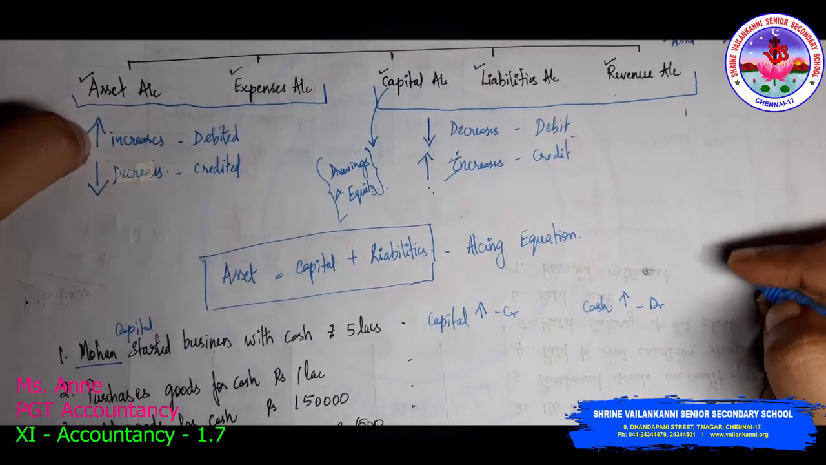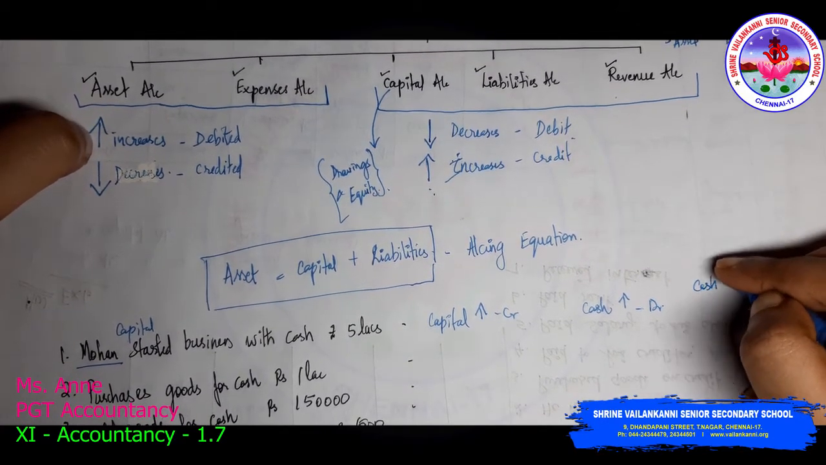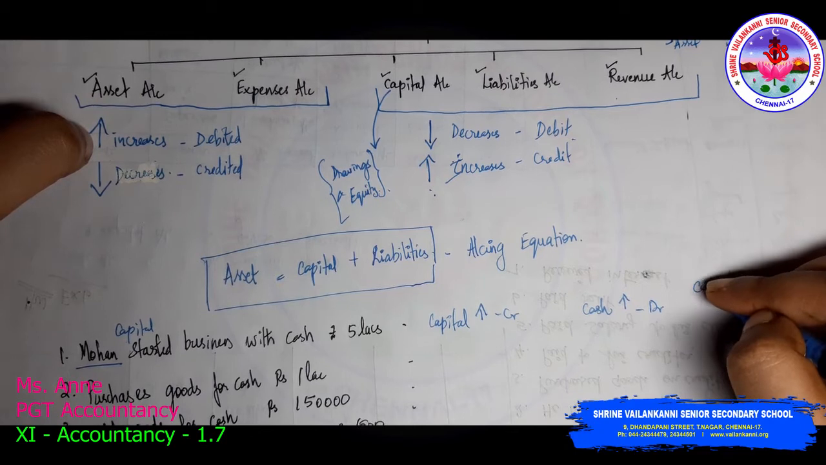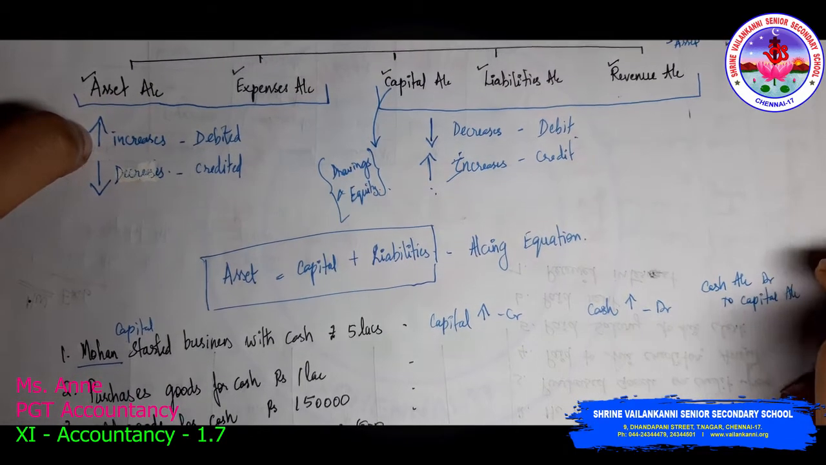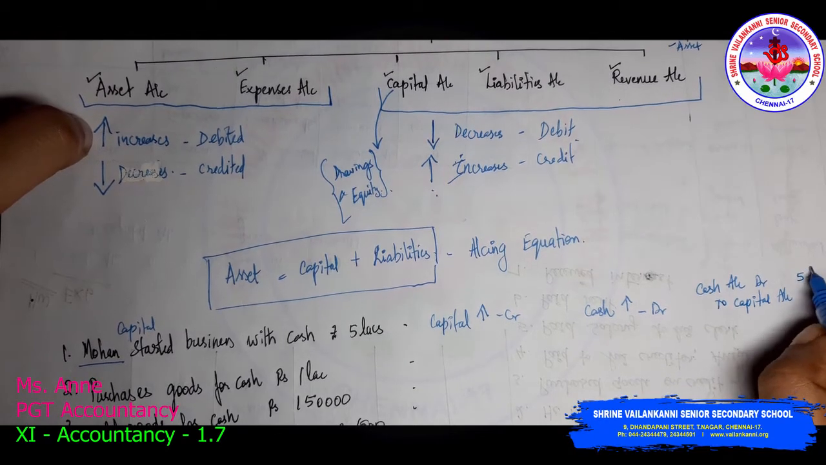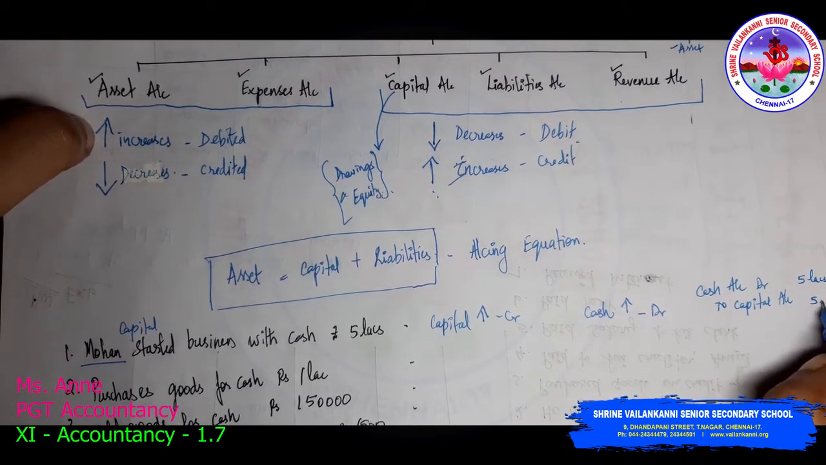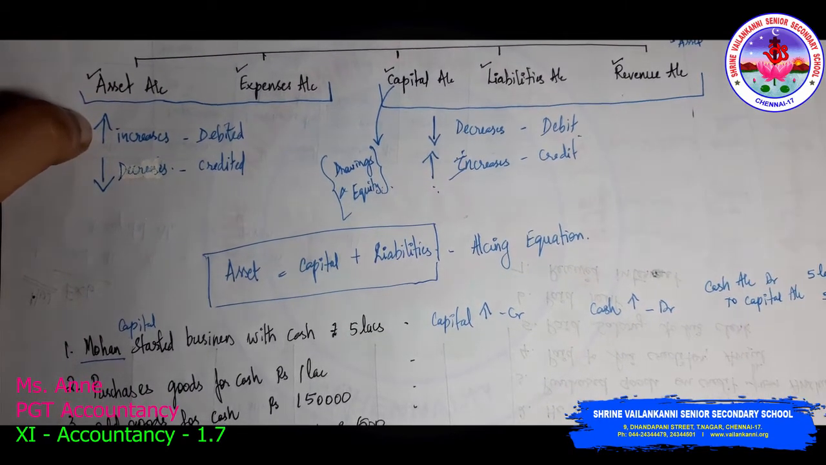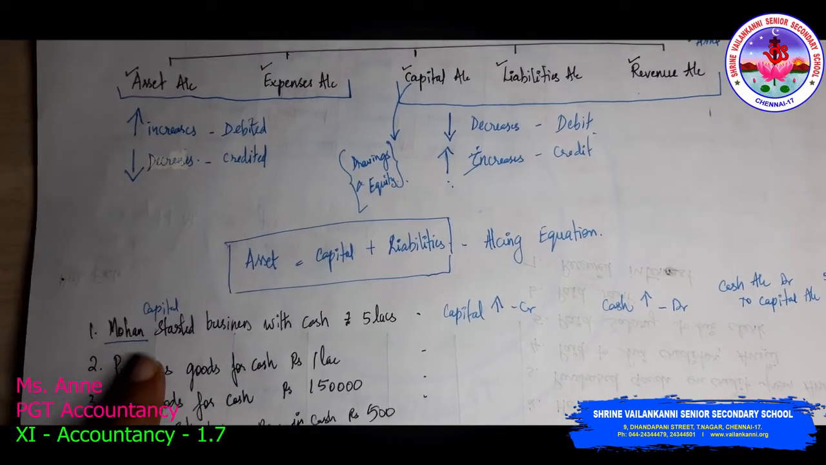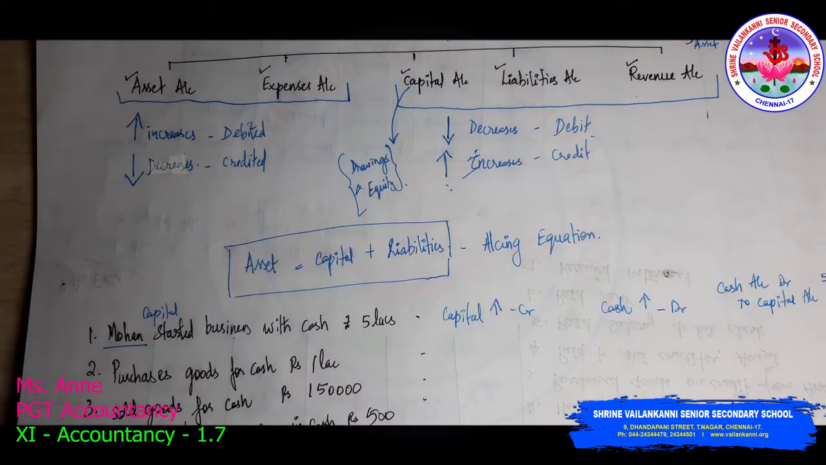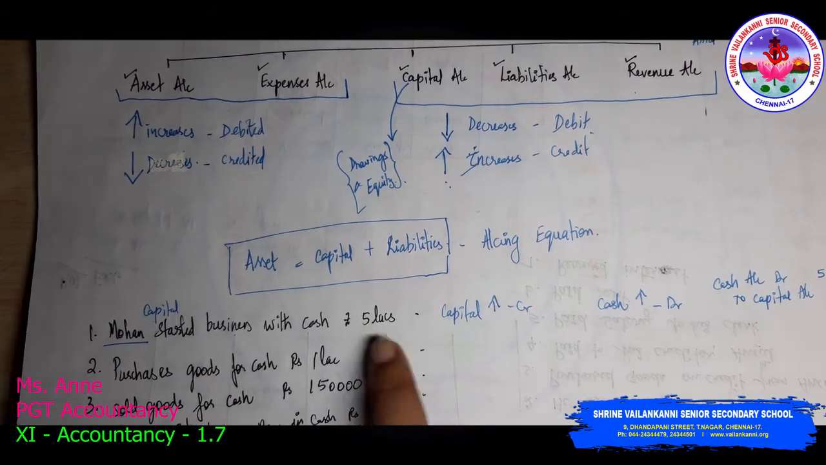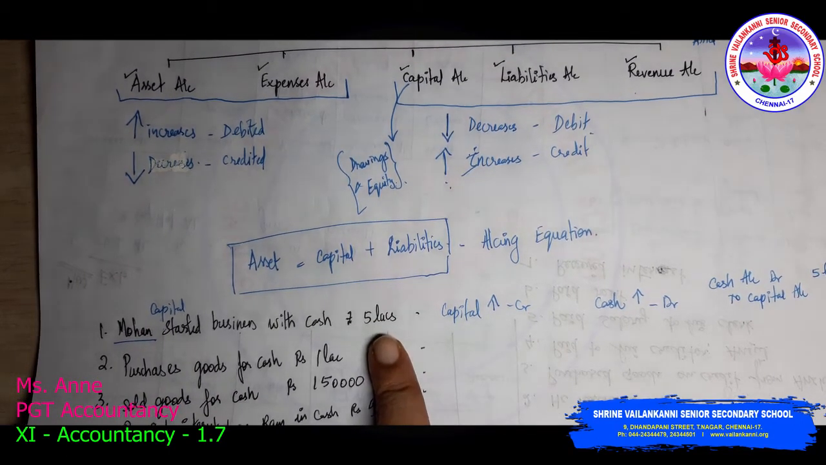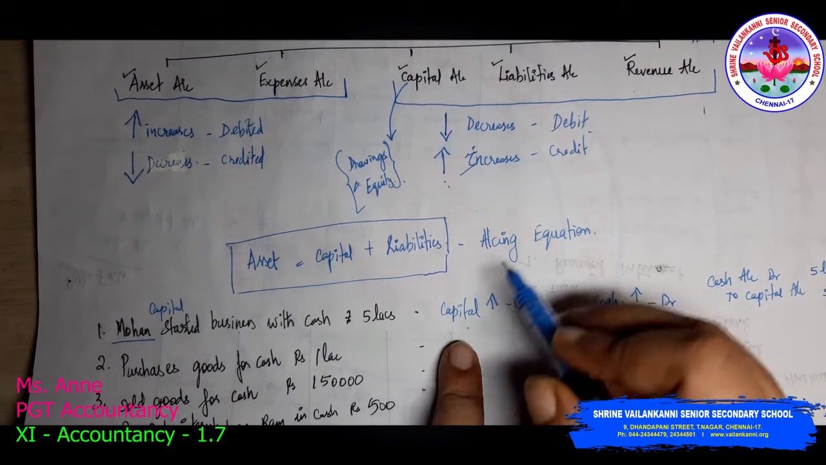So I am debiting the cash account, credit to the capital account. I am writing 5 lakhs. I hope this is clear, because capital is being contributed into the business. Capital is coming into the business, 5 lakhs is coming into the business. So capital is increasing.